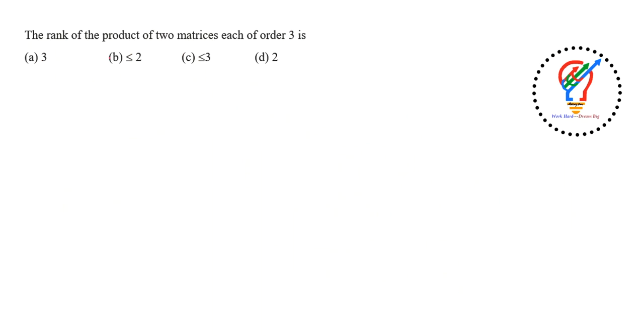The rank of the product of two matrices, each of order 3, is. Okay, the rank of the product of two matrices of the same order is less than or equal to the order number. So answer will be less than or equal to 3. So answer is C here.